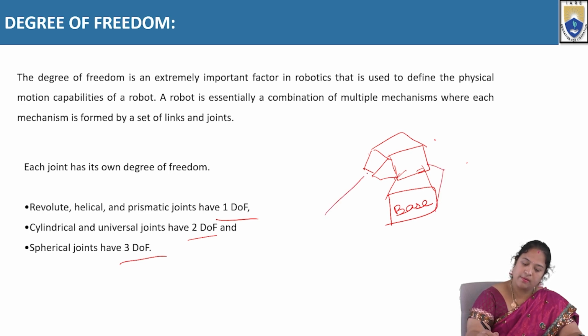Let us first draw a robot, and let us see how this particular rotation takes place in this robot.